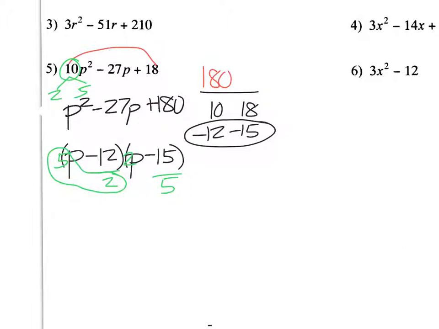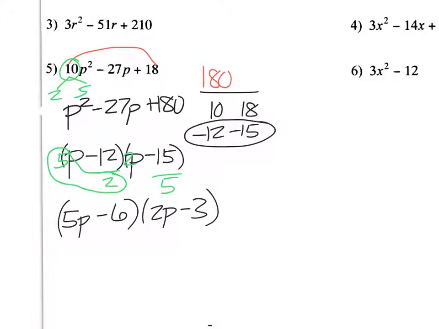So I'm left with 5p, 2 goes into 12 6 times. And then here I'm left with 2p, 5 goes into 15 3 times. It's always a good idea to double check, do FOIL. It's 10p squared, negative 15p, negative 12p. That gives me negative 27. And then negative 6 and negative 3 multiply to give me 18. So that does work. All right, let's go to number 6.